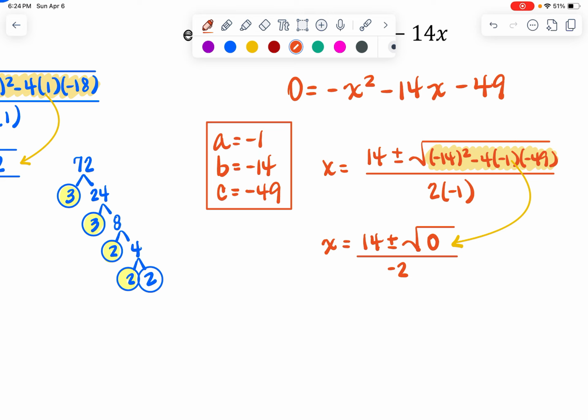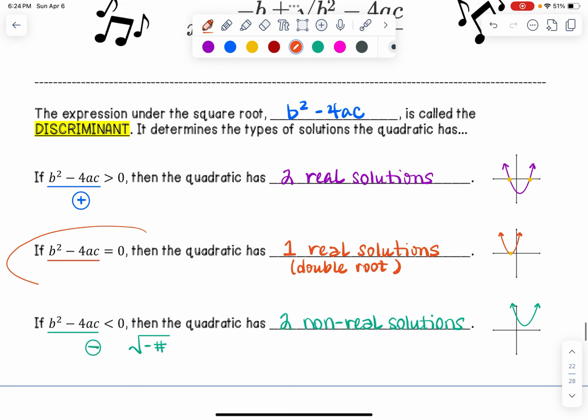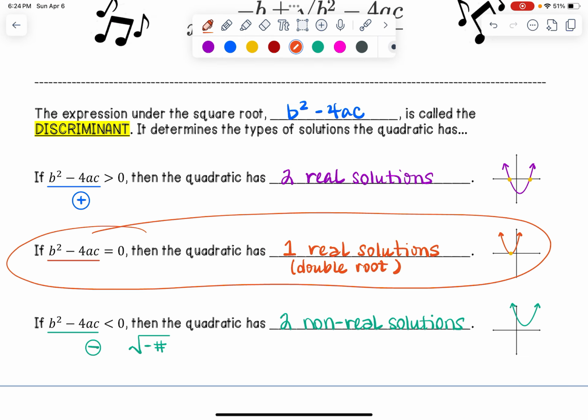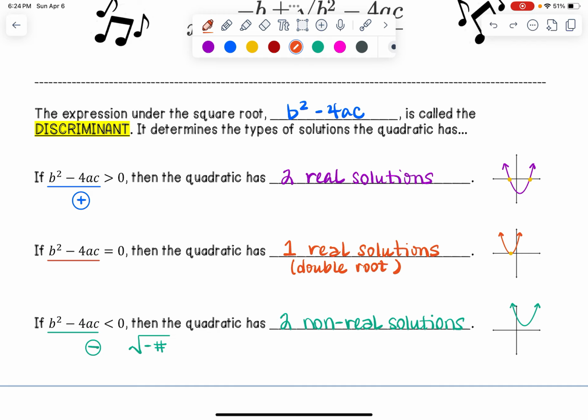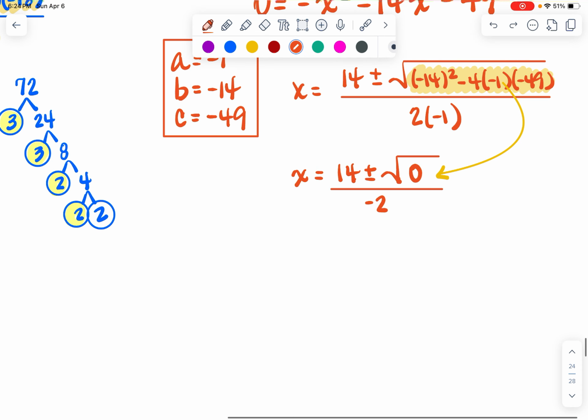That's interesting. We talked about this, right? Do y'all remember right back here? What happens if the discriminant is 0? That means there's only one solution, or it's technically a double-rooted solution. Let's go see what happens. All right, so here we go.